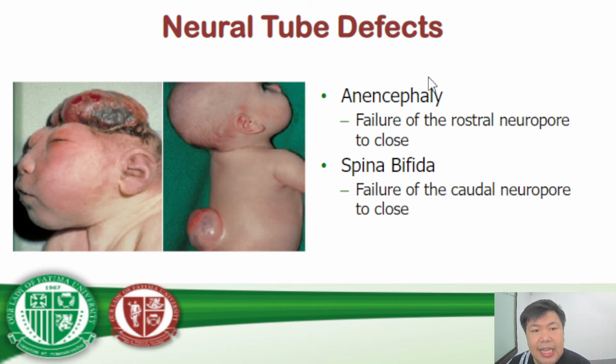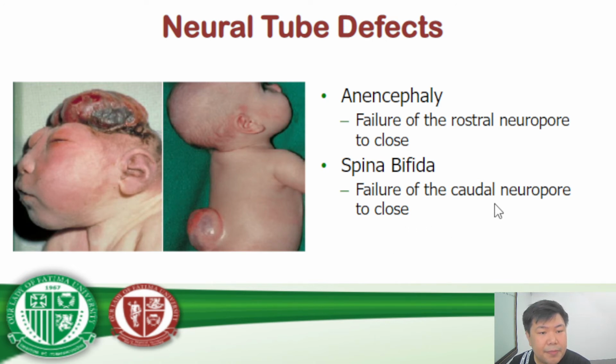Pag hindi nagsara ang rostral neuropore natin, it will lead to anencephaly, the absence of the covering of the brain. No? Kawawa naman yung baby. These patients do not last long. They die after a few hours or a few days. And then, if the caudal neuropore will not close, it will lead to the development of your spina bifida, the failure of the closure of the caudal neuropore.